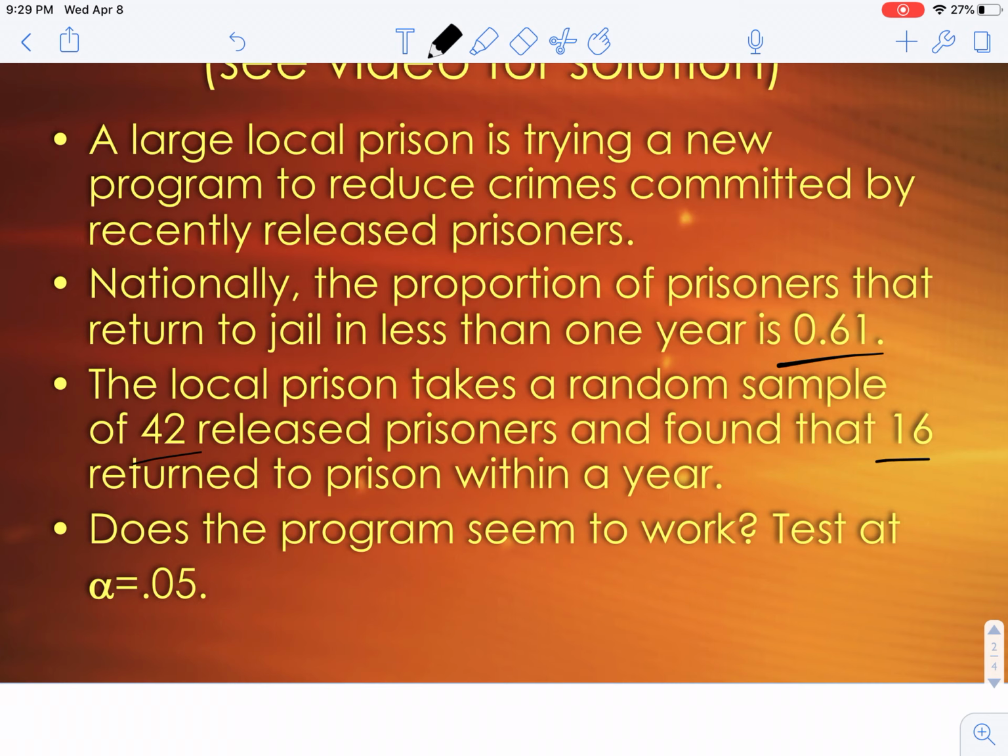It says, does the program seem to work? Test at alpha equals 0.05. So again, this is the Greek letter alpha. Alpha stands for the level of significance. So we're going to be using a 5% level of significance, or an alpha value of 0.05.